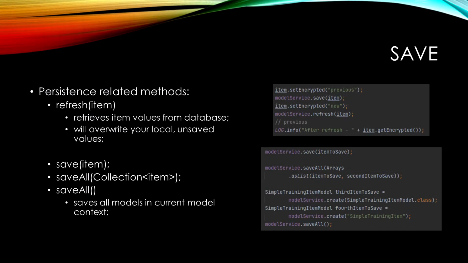For persistence, there are 4 methods. Refresh will retrieve values from the database, so if the item was changed outside of your code, you can get those changes. But if you have some unsaved changes, they will be lost. Save will save the item. Save all will save a collection of items. And save all without parameters will save all models from the current model context. This one should be used carefully as it saves every model that was created with the model service's create method.